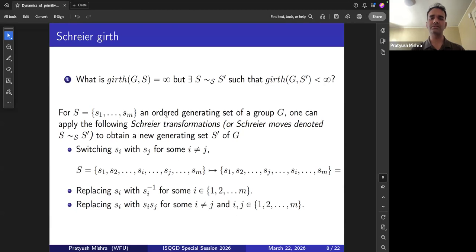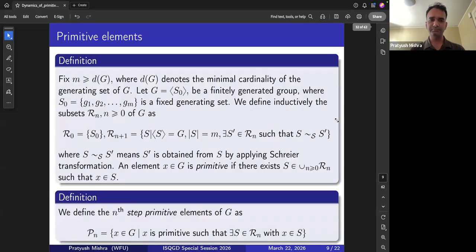So that's basically the motivation. You start with a group of infinite girth. Can we wiggle our generating set somehow to a different generating set to obtain a group with finite girth with respect to S prime?